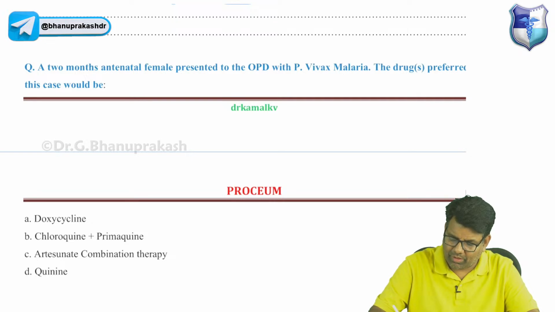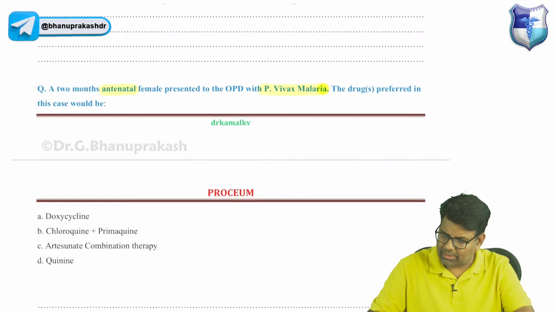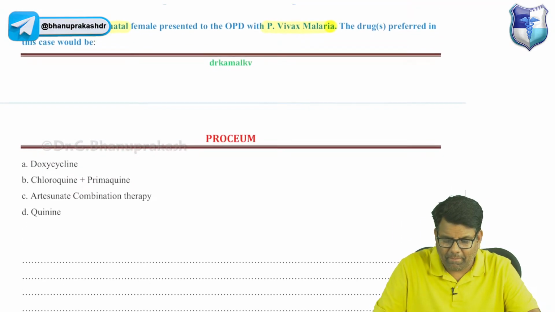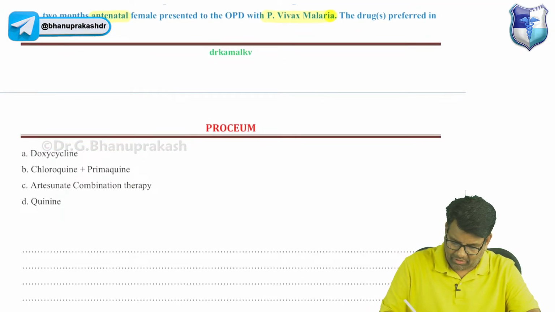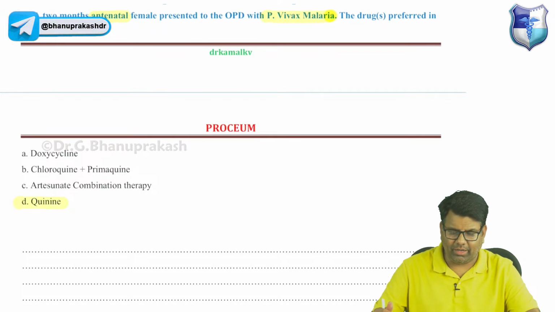Next question. A pregnant lady with Vivax malaria, which drug is preferred in this case? What can be given? Yes, very good. Quinine can be given to a pregnant lady with Vivax malaria.